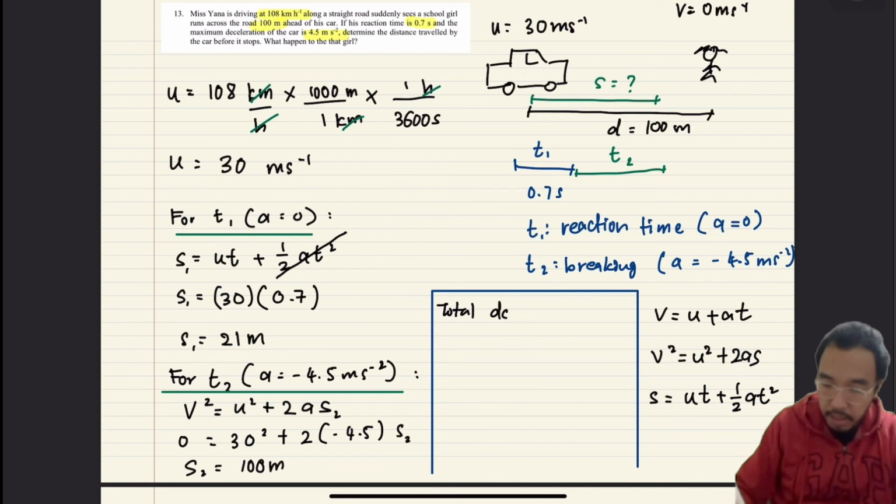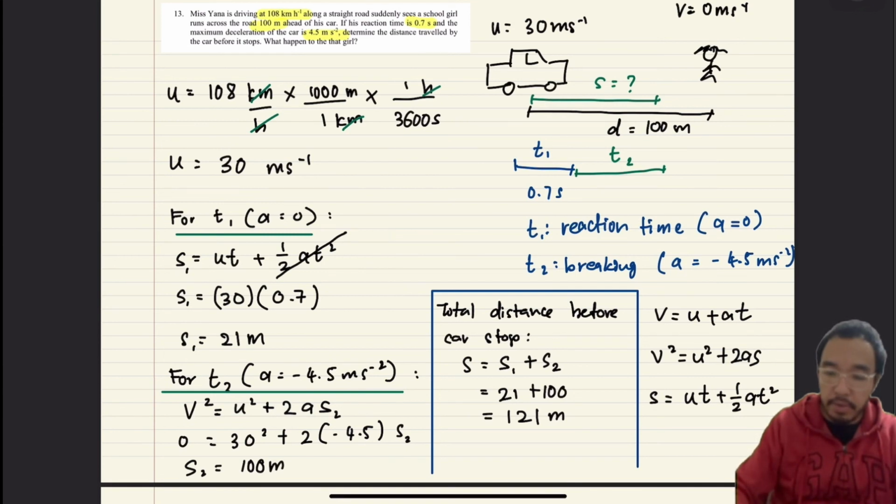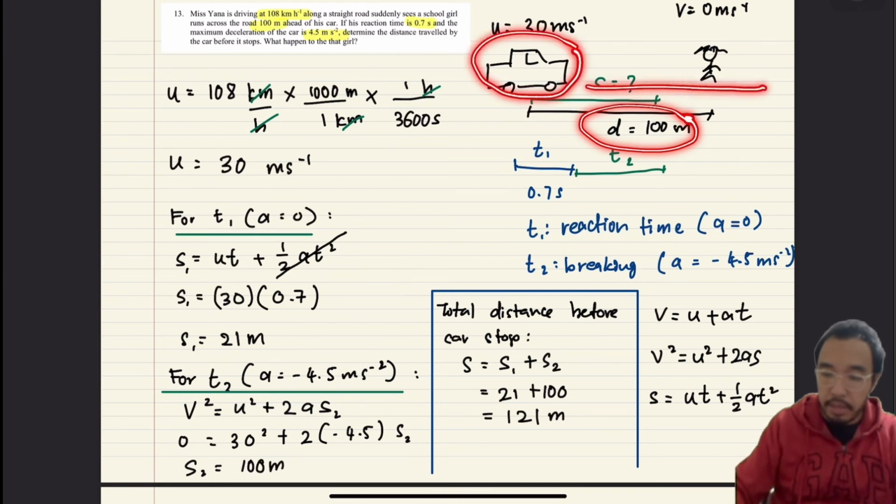Total distance before the car stops is basically S equals to S1 plus S2. So you get 21 plus 100 meter, here 121 meter. So 121 meter is actually further than the first time Miss Yana saw the girl. So initially the D is 100 meter. So that means the car only stopped after here, somewhere over there, which is an extra 21 meter. So that means the car hit the girl.